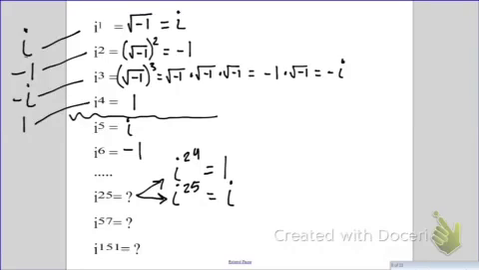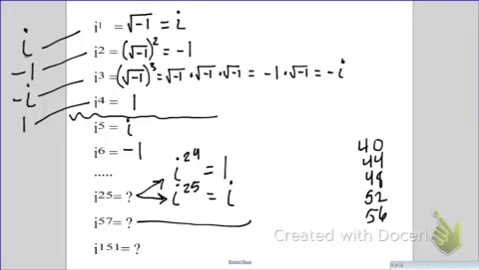What about i to the 57th? Well, where is the multiple of 4 in there? Well, 40 is a multiple of 4. 44 is a multiple of 4. 48 is a multiple of 4. You see how I'm going up in multiples? 40, 44, 48. Next one would be 52, 56. So 56. So let me move it over here.